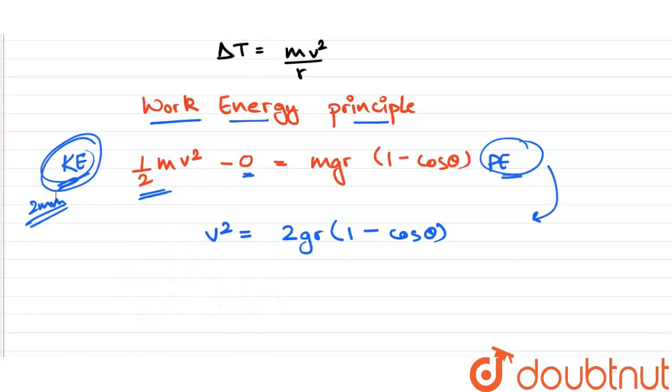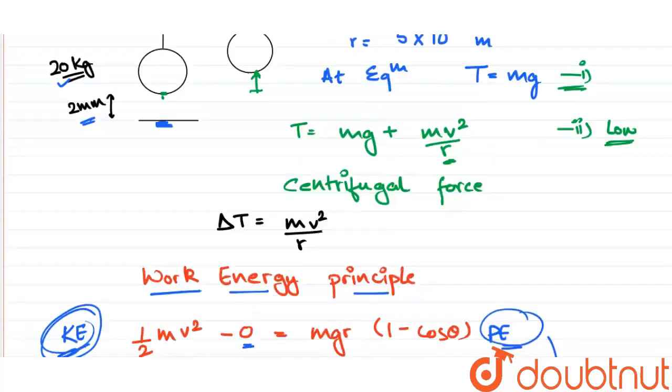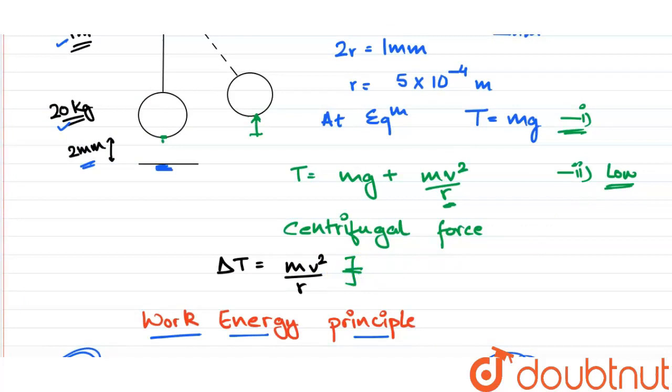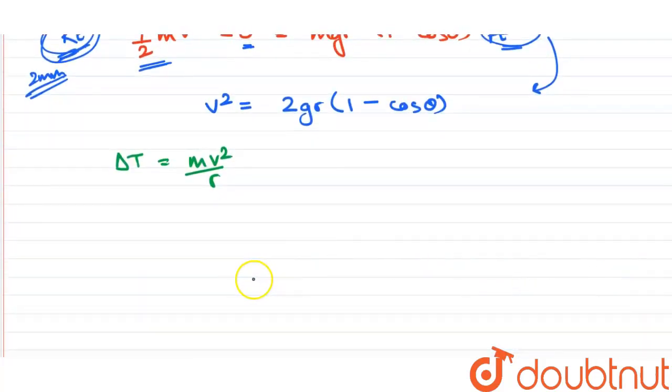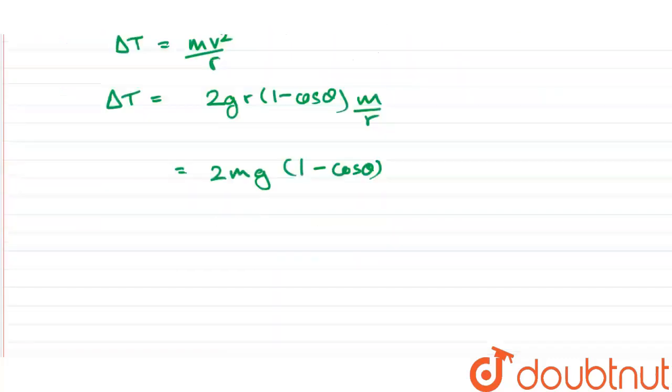Okay, so delta T we know is mv square by r. We saw it over here, delta T equals mv square by r. So now we know the value of v square. So delta T becomes delta T equals 2gr into (1 minus cos theta) times m by r. Okay, this is what delta T is. And similarly it becomes 2 mg (1 minus cos theta).